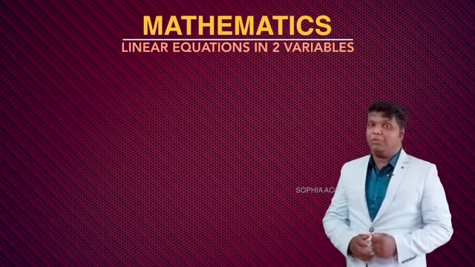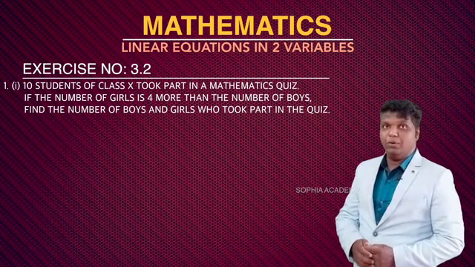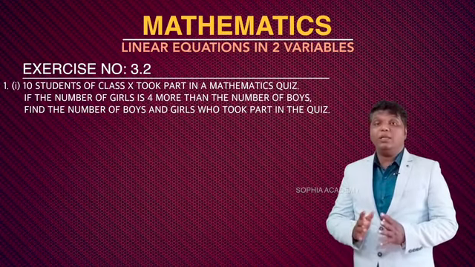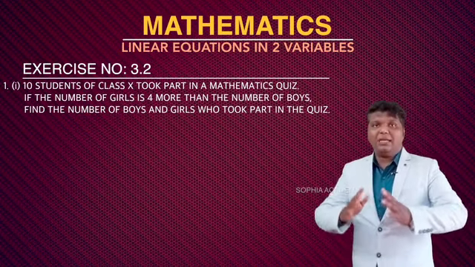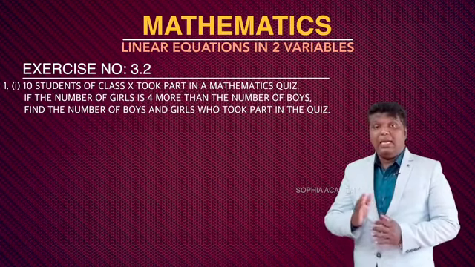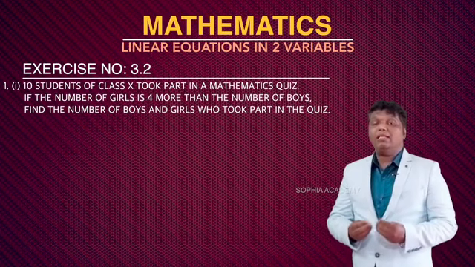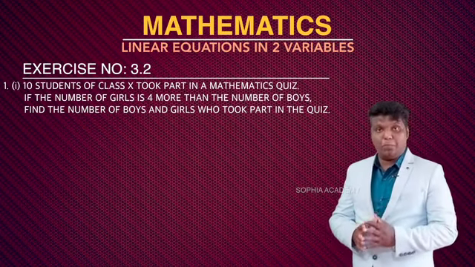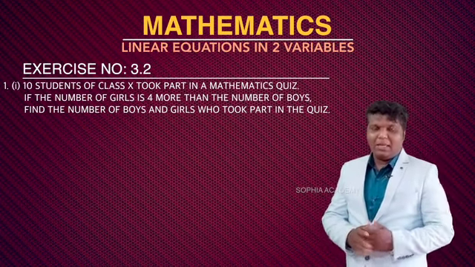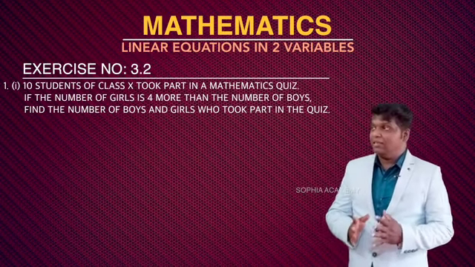So here goes the first question before you, exercise 3.2, question number 1. 10 students of class 10 took part in a mathematical quiz. If the number of girls is 4 more than the number of boys, find the total number of boys and girls who took part in the mathematical quiz. That means it is something which deals with the 10th class.